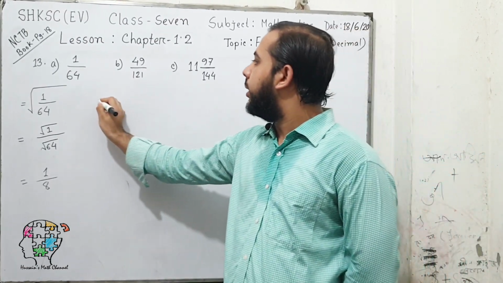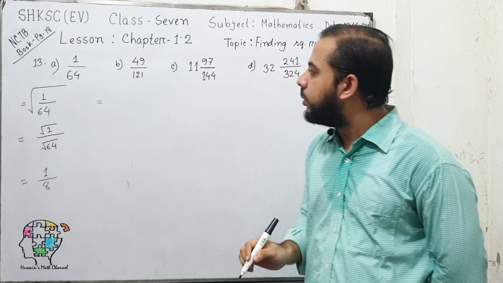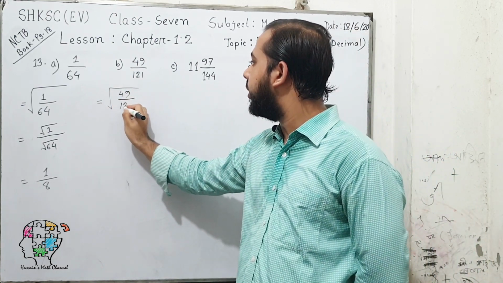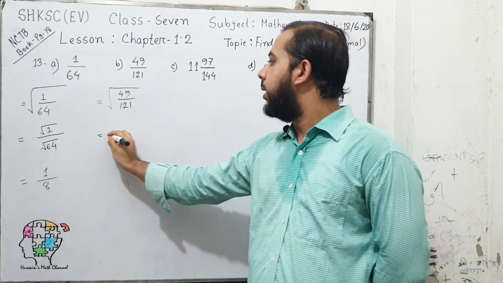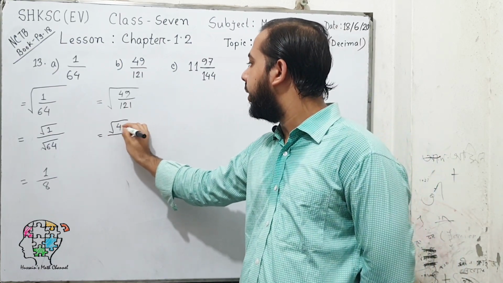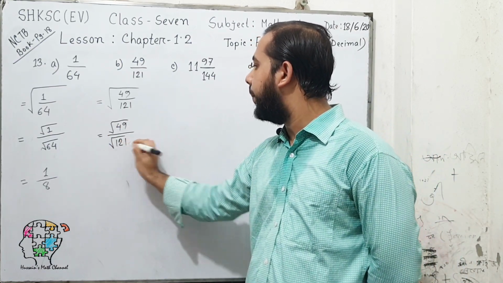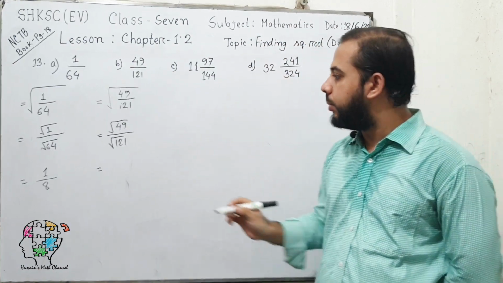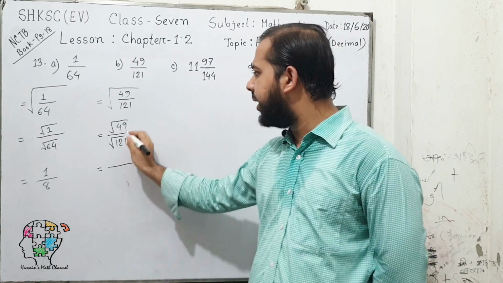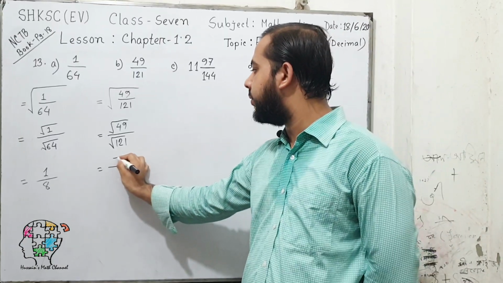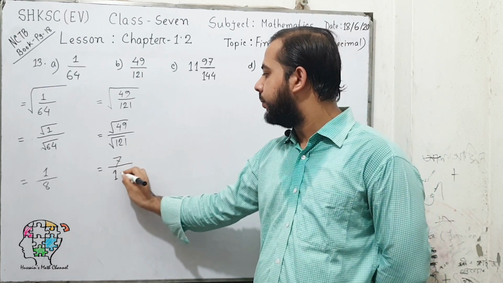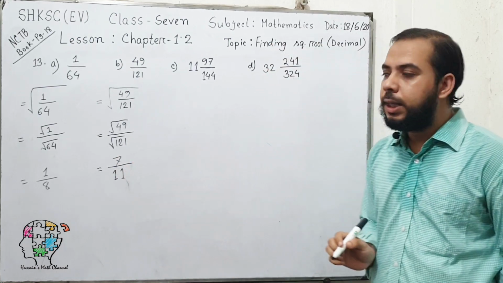Now question number B, similarly to question number A, if you are asked to find the square root of 49 by 121, we can easily determine the square root of 49 and the square root of 121. Now these two are perfect square numbers. 7 times 7 is 49, so the square root of 49 will be 7, and the square root of 121 will be 11. So the answer will be 7 by 11.